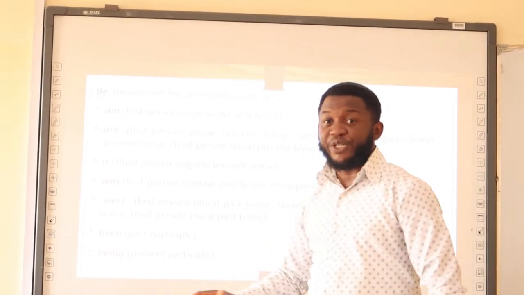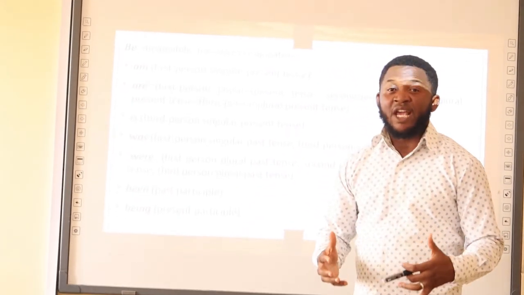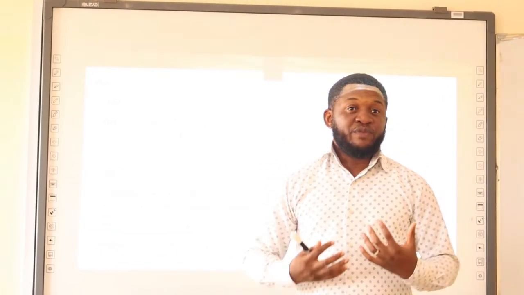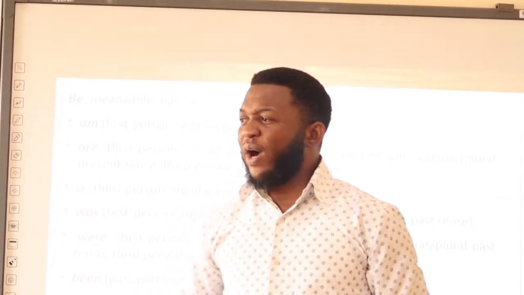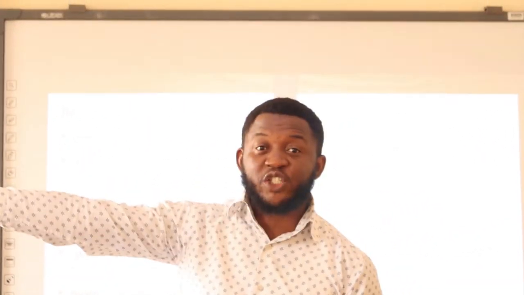When we talk about persons in sentences, person means who we are discussing. For the first person, the person talking is the first person. The person I am talking to, for example, you, my student, you are the second person. While the third person is the person that is being referred to. The person that is being referred to is the third person.